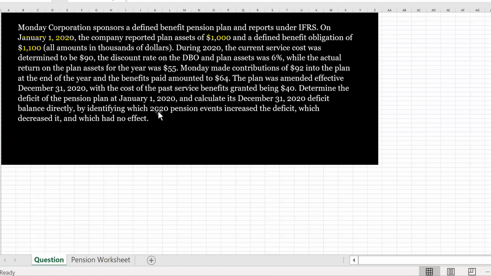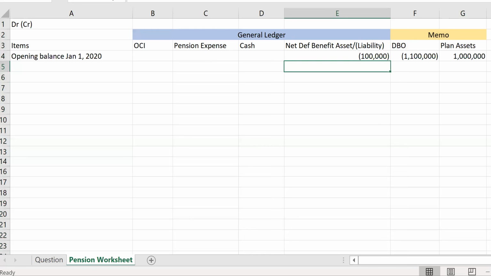Okay. So we picked up that one. In the question it says, determine the deficit of the pension plan on January 1st, 2020. So we did that. We've got this one done. So now let's see what else we've got in this question. During 2020, the current service cost was assumed to be $90,000. So let's record this current service cost.